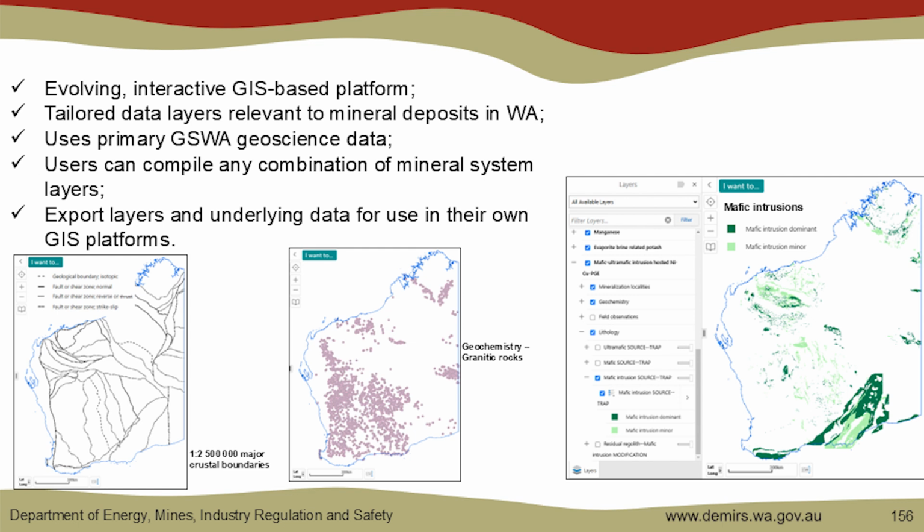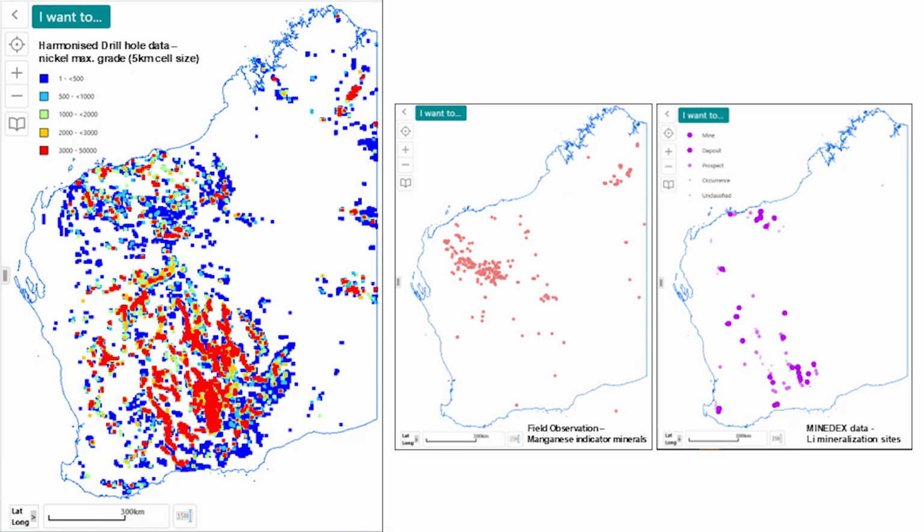So these are where we've mapped mafic intrusions, dark green being where the intrusions are dominant, and light green being where they're minor. So you might find them, but they're not a major part of that mapped polygon. We've also got other data sets like drill hole data, field observations, and Mindex. Here we have our harmonized drill hole data, showing maximum nickel grade, as you'd expect. Goldfields lights up, Musgraves, Kimberley, all the usual suspects light up.